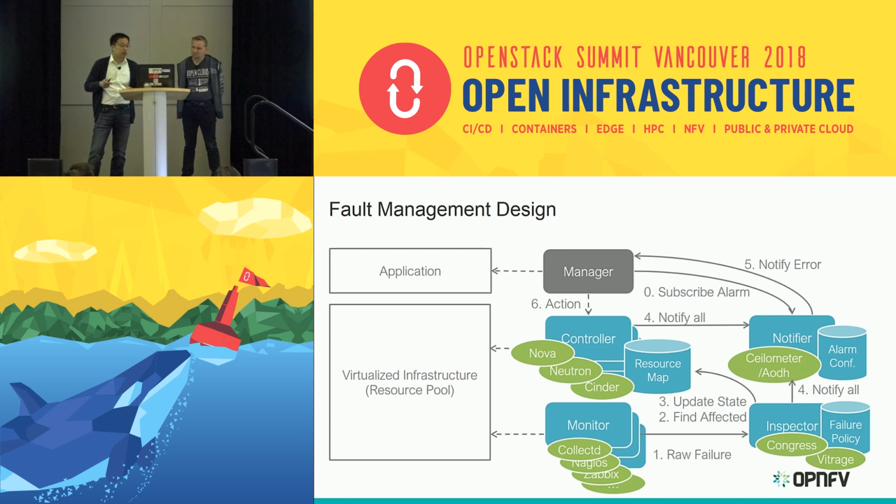So these blue blocks are our ideal, let's say, logical functional blocks, and green circles are an actual component of OpenStack, or some open source component that we're going to use. So this is pretty much a highlight of the fault management use case. You can get much more information from the OPNFV Doctor repository, Doctor documentation, or even some documentation in OpenStack.